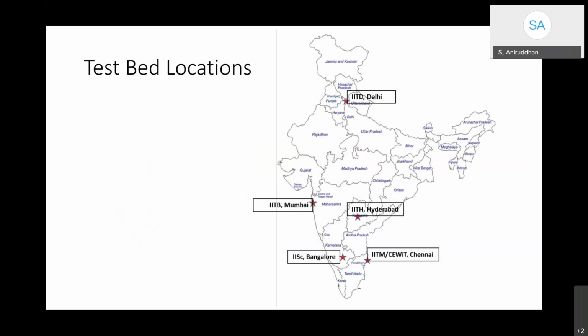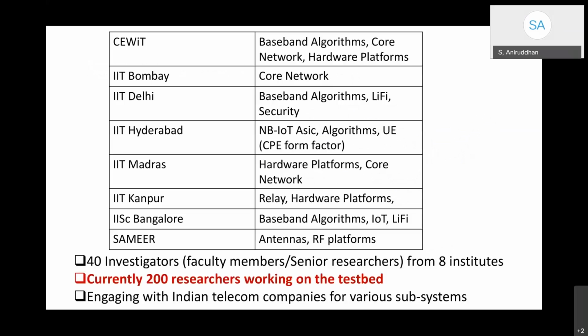At the end of the testbed project, once the testbeds are fully developed, we aim to see different testbeds located in different parts of India, as shown on this map. So as you can see, IIT Delhi, IIT Bombay, IIT Hyderabad, the Indian Institute of Science, and IIT Madras and CEWiT are going to host testbeds. Now, each of these testbeds is going to be unique in a particular way. All of them will not be identical.